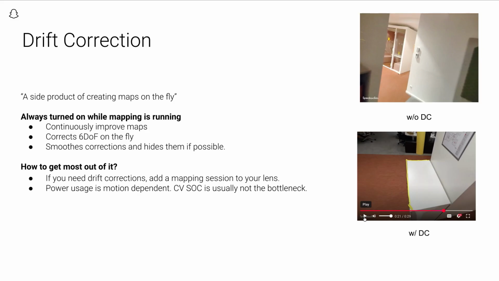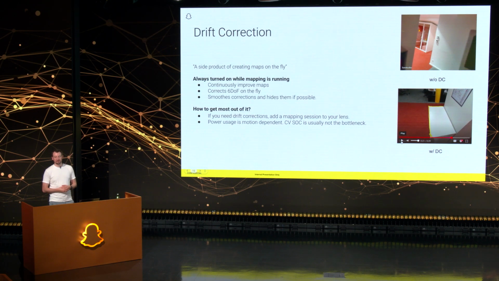So how to get the most out of your drift correction? You just need to add a mapping session to your lens. You can just do that under the hood, and then it will correct it. Also, power usage of our mapping algorithm is fully adapted to the motion that you have. So if you have a leaned back experience where you don't move a lot, we will also not run the corrections all the time, because we are just seeing something that we have seen already before. We detect that, and then we are not going to correct.